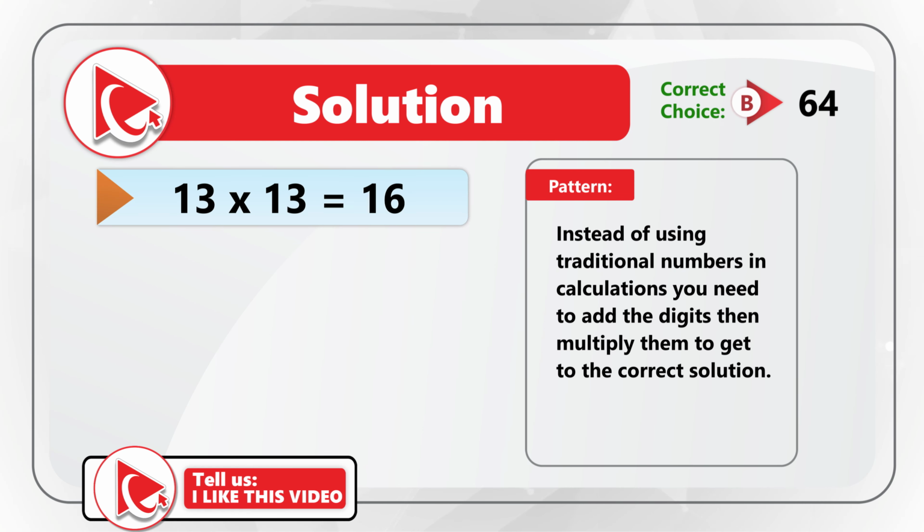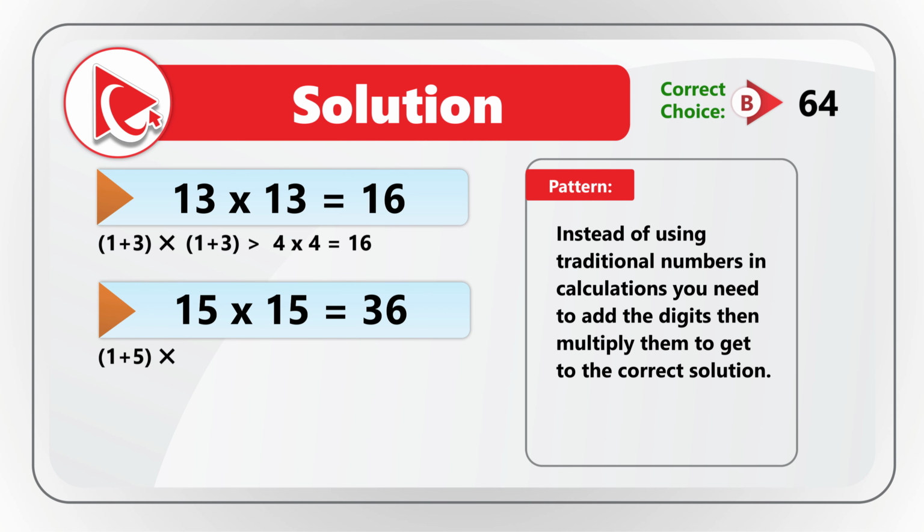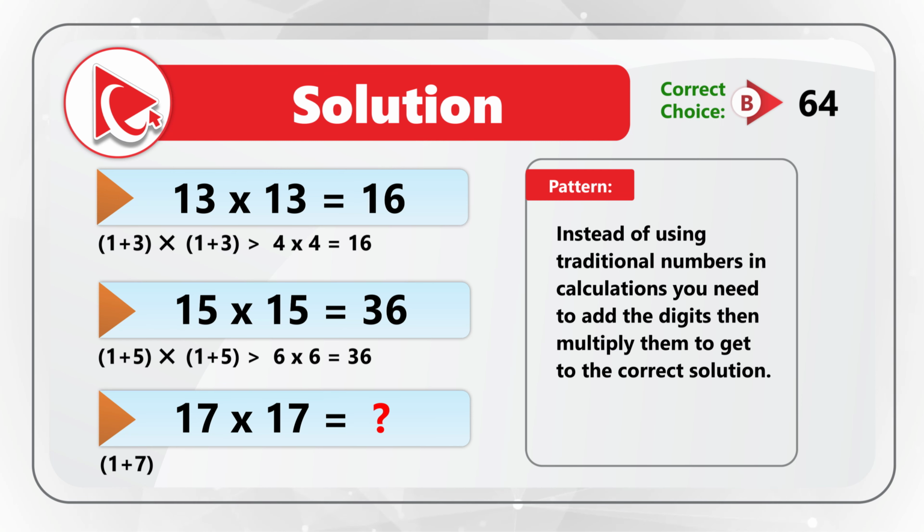So let's look at the first expression. 13 multiplied by 13 equals 16. In reality, you need to sum up 1 plus 3, then multiply by another expression 1 plus 3, which would be 4 multiplied by 4, which would equal 16. For the second expression, you need to add in parentheses 1 plus 5, multiplied by another expression in parentheses 1 plus 5, which would be 6 multiplied by 6, which equals 36. To calculate the final expression, you need to add 1 plus 7, which would be equal to 8, multiplied by another expression 1 plus 7, which would be equal to 8, multiplied by 8, and it would be equal to choice B, 64. What was your experience solving this challenge?